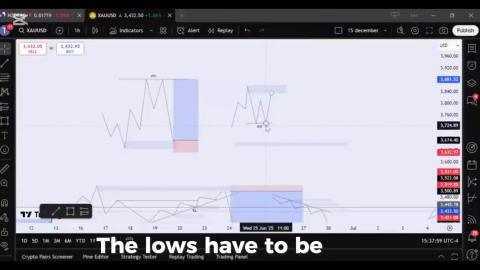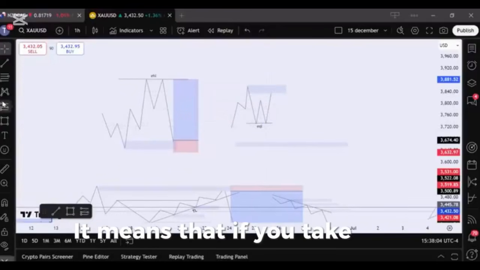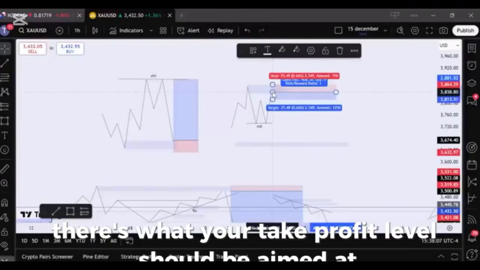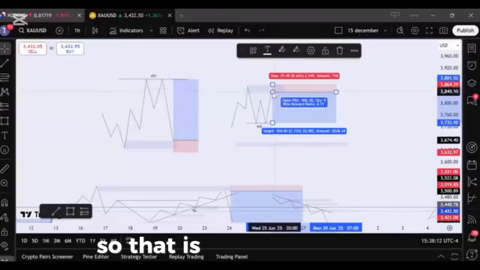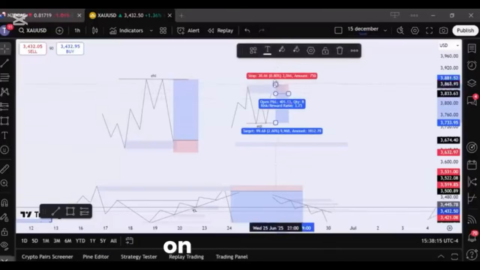The lows have to be equal to understand. The market does something like that. It means that if you take your trade here, that's what your take profit level should be aimed at: clearing that equal lows liquidity here. So that is where your take profit level would be, to clear that equal lows liquidity on the market.